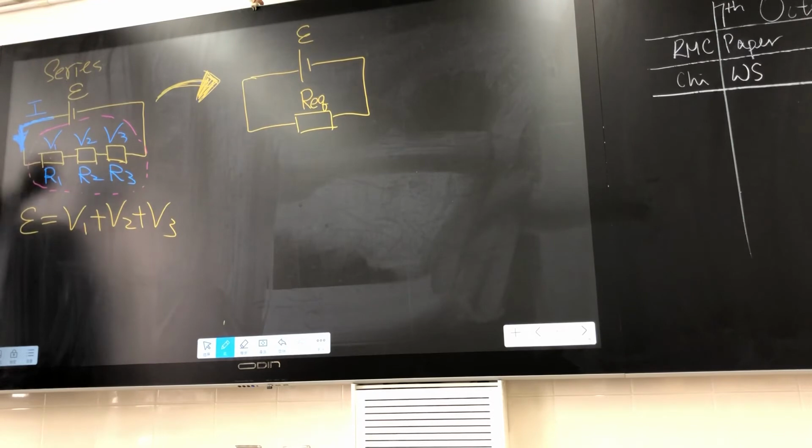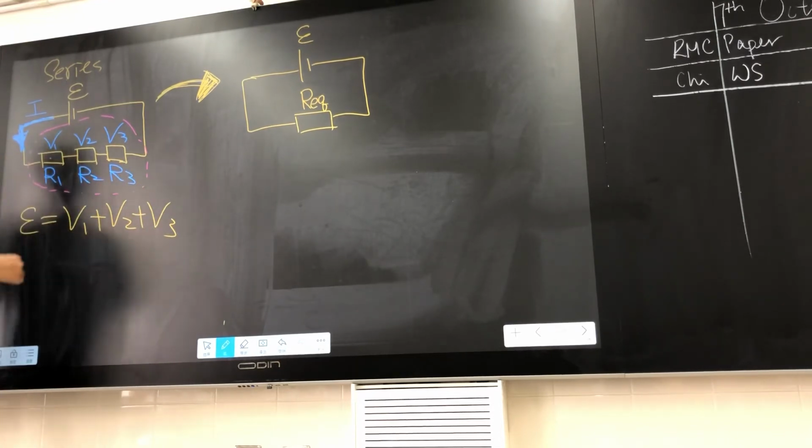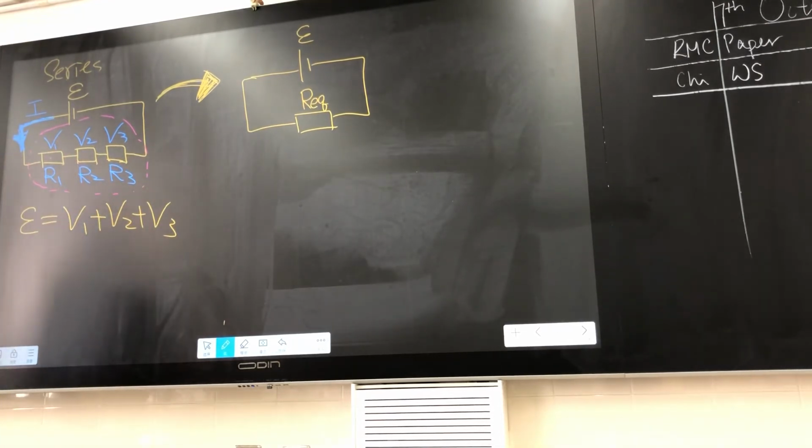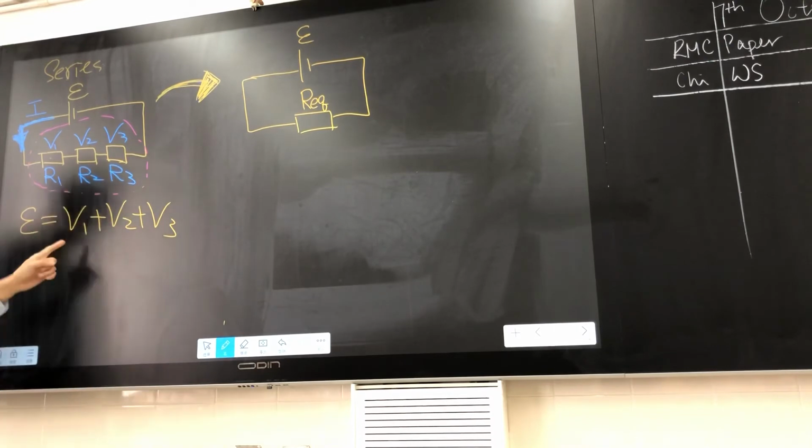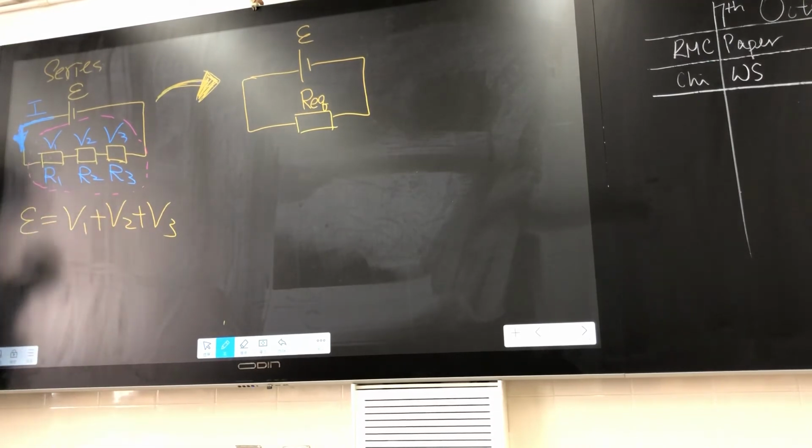The voltage consumed are V1, V2, and V3. So these two values are supposed to be the same. Okay. And then V equals to IR, right? V equals to IR.